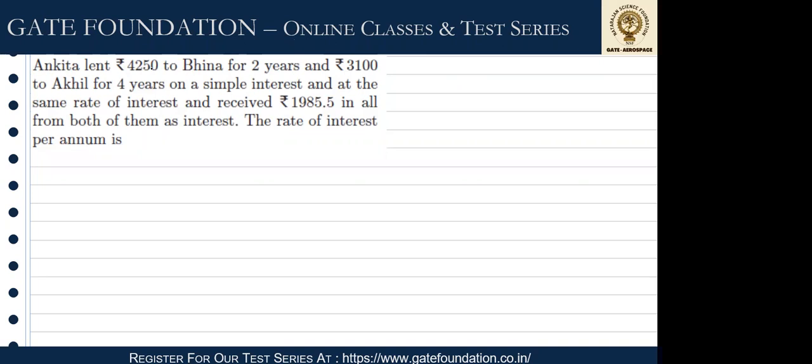Okay, let's see what is the answer. Ankita lent 4250 to Bina for 2 years and 3100 to Akhil for 4 years on a simple interest and at the same rate of interest. Right. And received 1985 in all from both of them as interest. The rate of interest we have to calculate. So जो दो पार्ट में किया गया है, in the first part if I talk about P was 4250, the rate of interest let us assume it to be R, and the time was 2 years, not 4, it's 2 years.